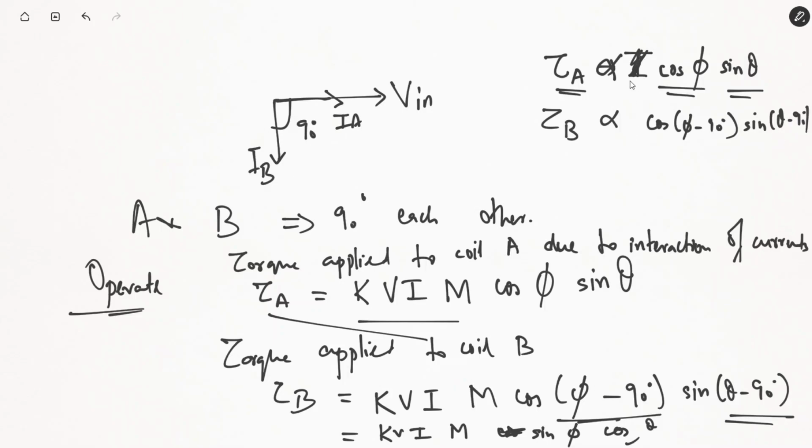Fine. So your torque will be induced on both coil A as well as on coil B. In case of coil B, the current is lagging by 90 degrees, as well as it is mechanically located 90 degrees from coil A.